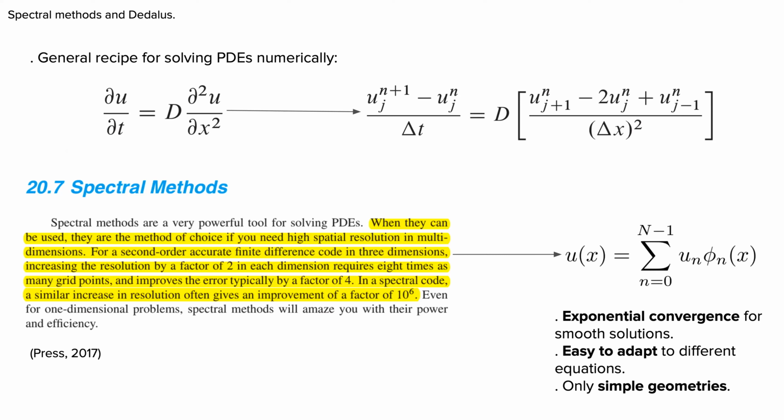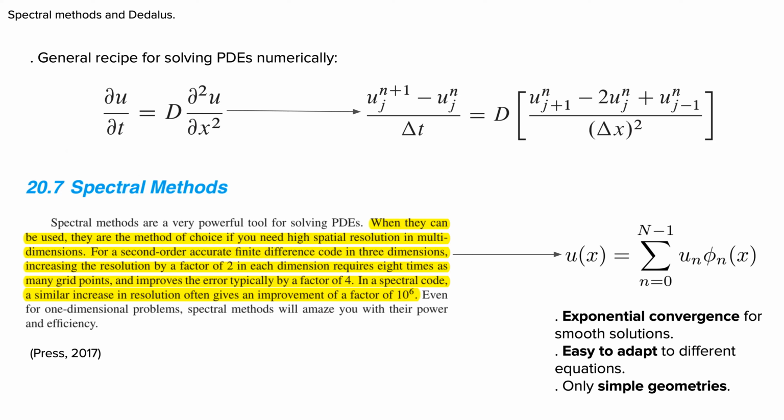As you probably know, the general recipe to solve a partial differential equation like this one, a diffusion type of equation, is to discretize the derivative, to approximate the derivative. And that's fine, and when it works, it works. But there are some other alternatives.